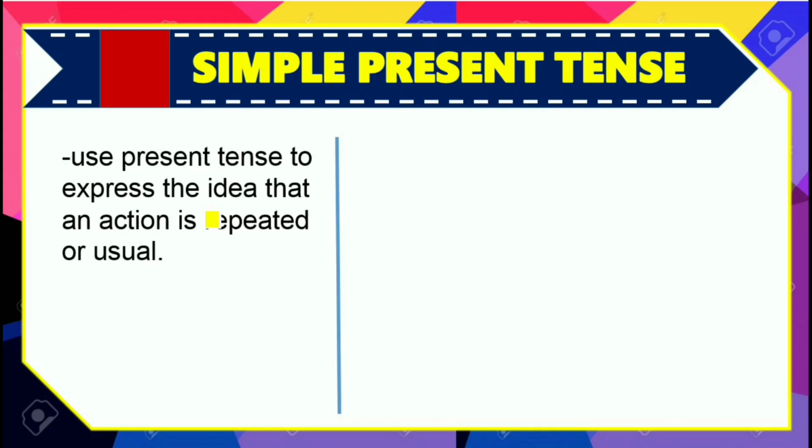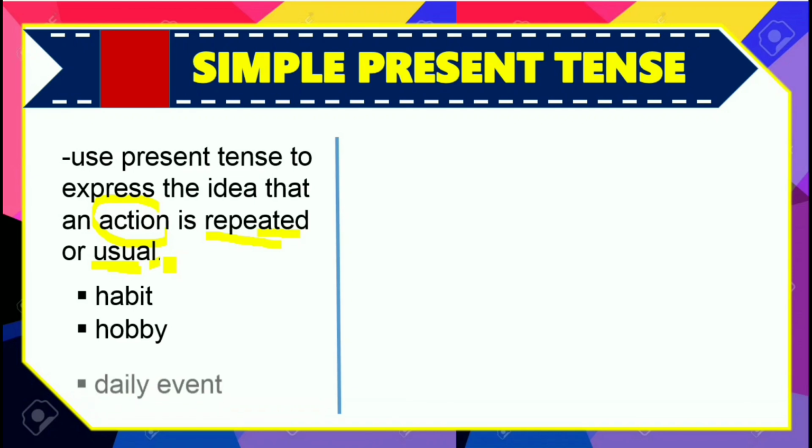Alright? Now, when do we use simple present tense of the verb? We use this to express the idea that an action is repeated or usual. So our keyword here is the word repeated and usual. So what are these? These are actions that we usually do. Examples are habit, or we could have a hobby, or daily event, or something that we continually do in the present. Now, how do we make a sentence?